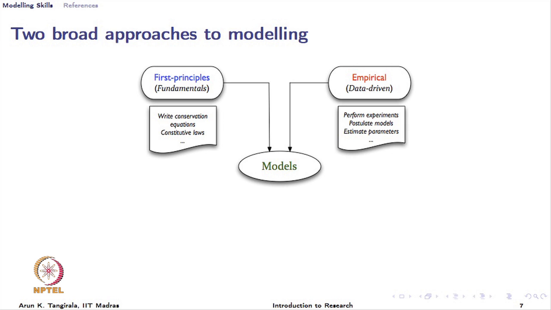If I look at a first principles model, I will be able to associate every term in that model with some physical characteristics of the process, whereas that is not necessarily the case with an empirical model. An empirical model is some mathematical fit between the input and output.